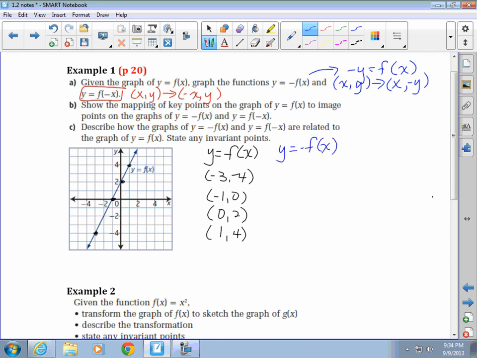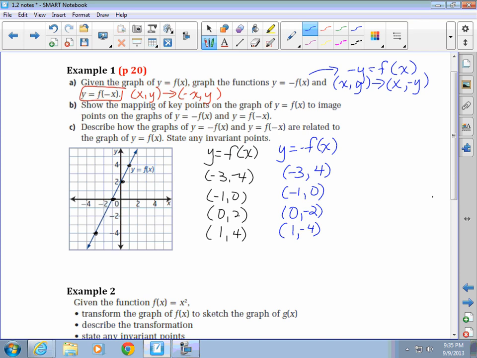So then that means I multiply every single one of my y values by that negative sign, nothing happens to the x. So this stays negative 3, but this becomes 4. Negative 1 and 0, 0 and negative 2, and then 1 and negative 4.